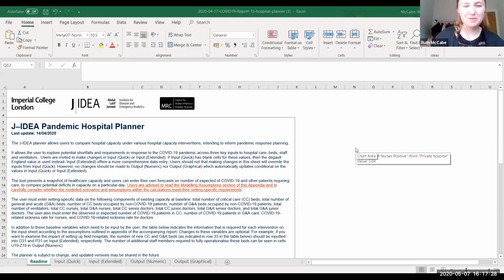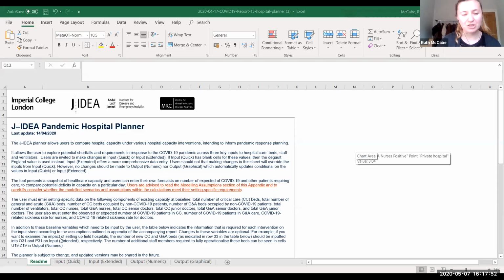Okay, so hopefully everyone can now see the GIDA Pandemic Hospital Planner. And we hope that some of you have downloaded this so that you can work alongside us. So it's made up of 5 sheets. I think what we'll do is we'll just go through these as an overview, and then we can go back and do an example to see exactly how you can use this to model these interventions.